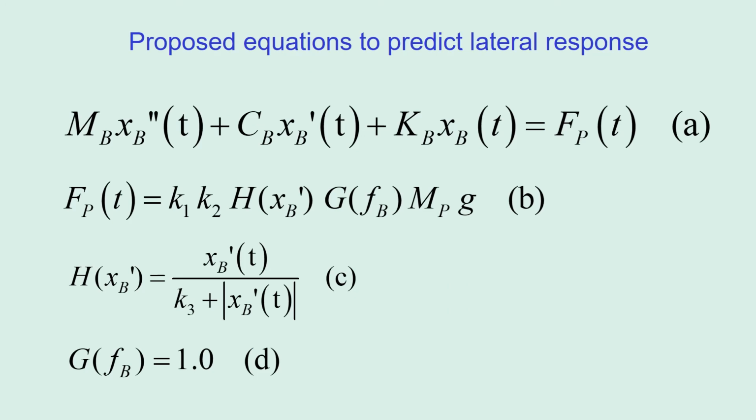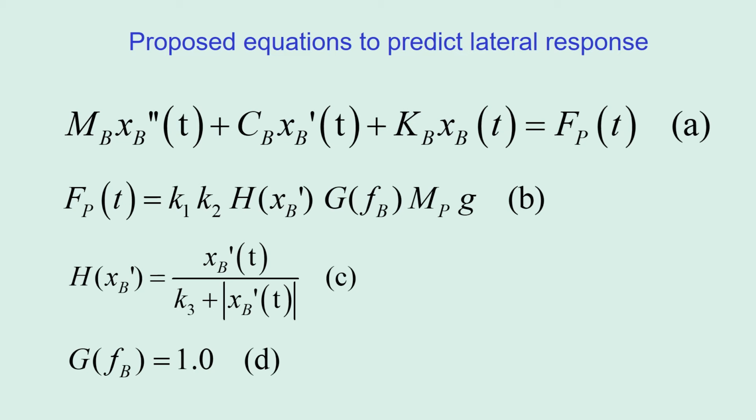A is the modal dynamic equation of the single degree of freedom model. Xb is the modal lateral displacement of the girder. Fp is the external force induced by pedestrians. B is Fp, which is assumed to be proportional to the modal self-weight of pedestrians, mpg, multiplied by two coefficients k1 and k2 and two functions h and g.